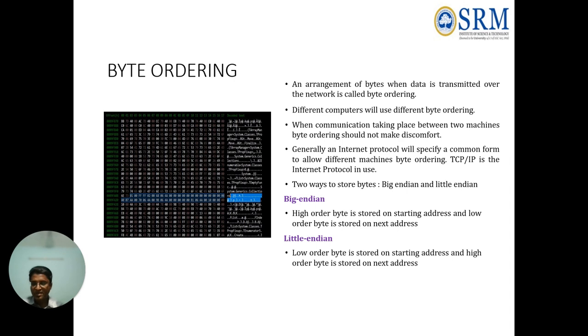So if you look at the difference between big endian and little endian, big endian stores the higher order byte at the starting address and the lower order byte at the next address. That is the storing. Whereas in little endian, the lower order byte is stored at the starting address and the higher order byte at the next address. So little endian is just the reverse of big endian.